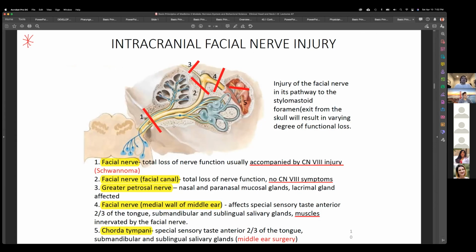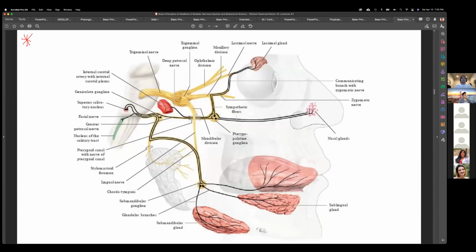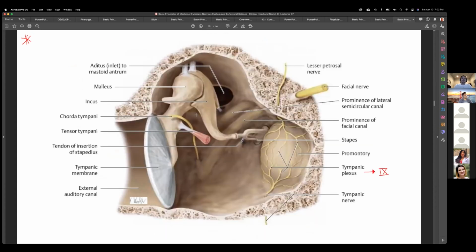And then we talked about this already. If there are different lesions at different areas, you can see what would be the deficit, right? Or they could give you the deficit and ask where the lesion is. So this is a good slide. You've got a star. All right, and this is more of the same stuff. You could see our chorda tympani.